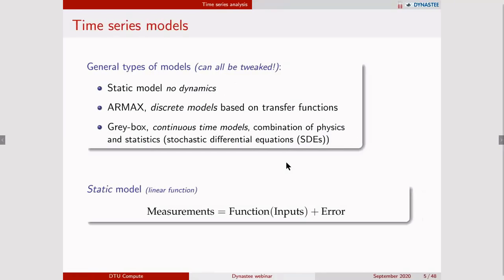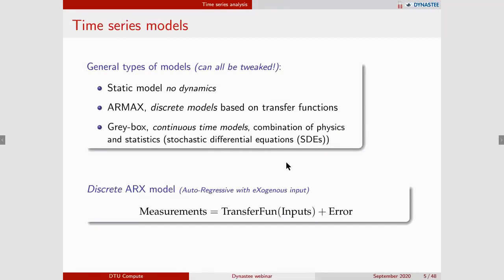So quickly, to give an idea of how they look, the static model basically says you have your measurements and they're just a direct function of your inputs plus an error. There's always an error term in a statistical model. So if we extend that, instead of just some direct function, if that function is actually a transfer function of the inputs, then we would have the first type of model that is useful for discrete or dynamical systems, the ARX model, the auto-regressive with exogenous input model.